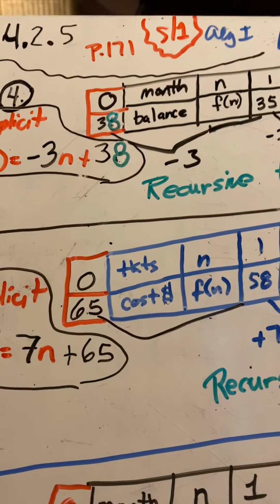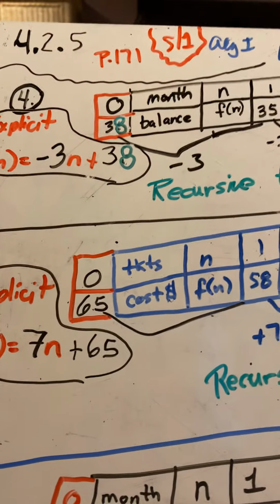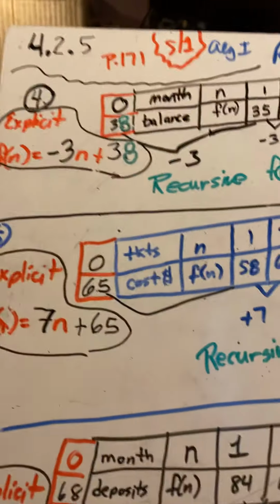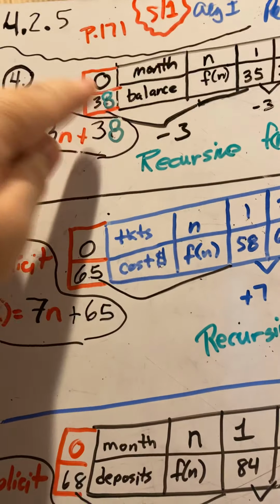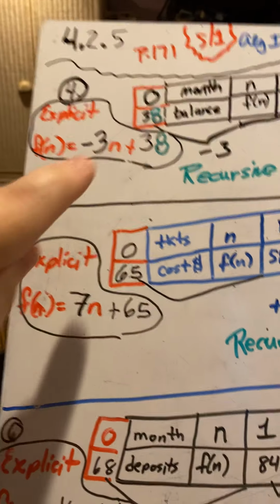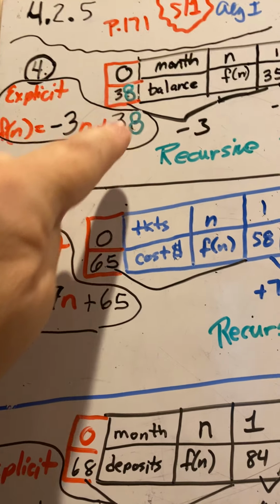Okay, and so we have 38 minus 3 is 35. Again, teachers make mistakes too. It's good to check your work. If I add 3, 35 plus 3 is 38. And so that y-intercept becomes my explicit formula.